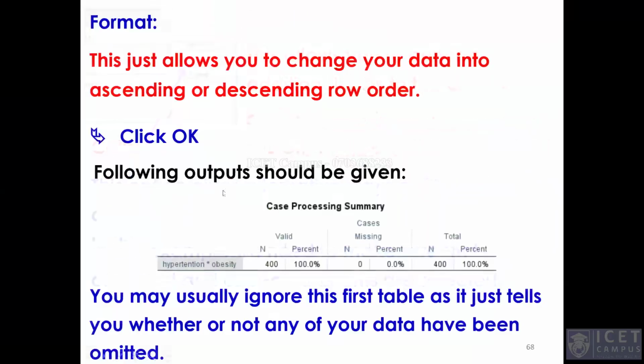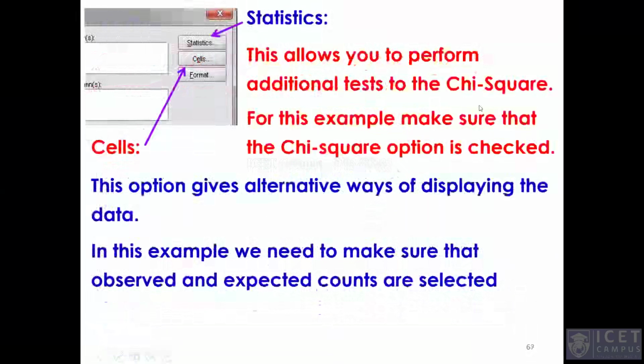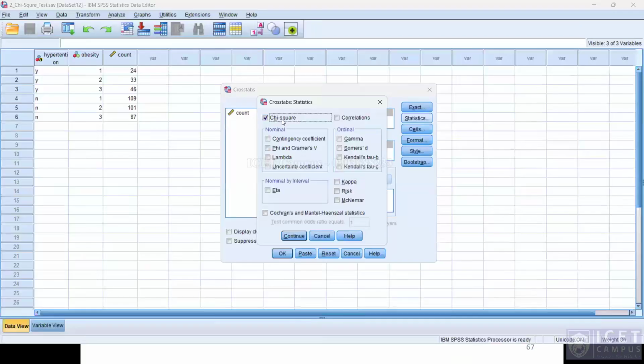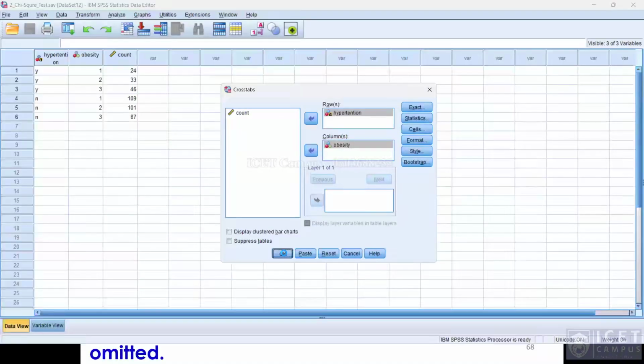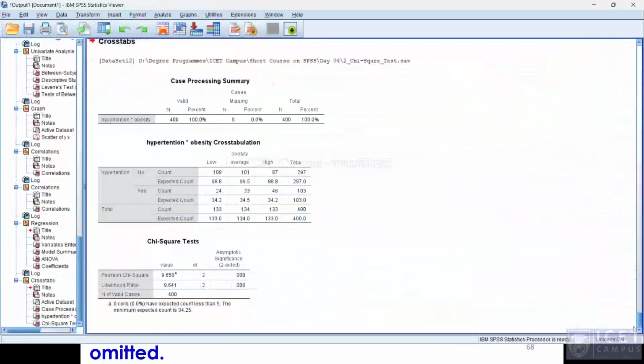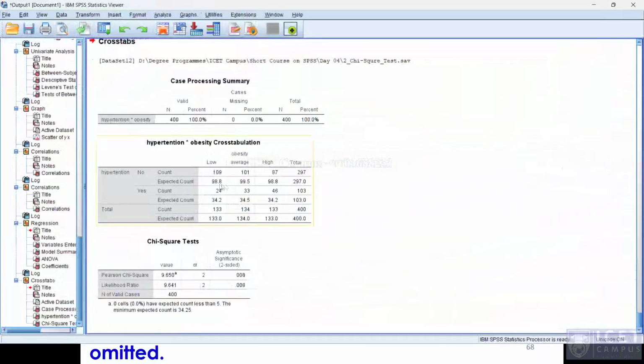They allow you to perform additional tests, such as chi-square. For example, the chi-square option is checked. Then we can go for the statistics and add chi-square here. Chi-square there. Then continue. Then we can take the output. If we need, we can go for the cells. Then okay. Then this is the output of the cross tabulation.